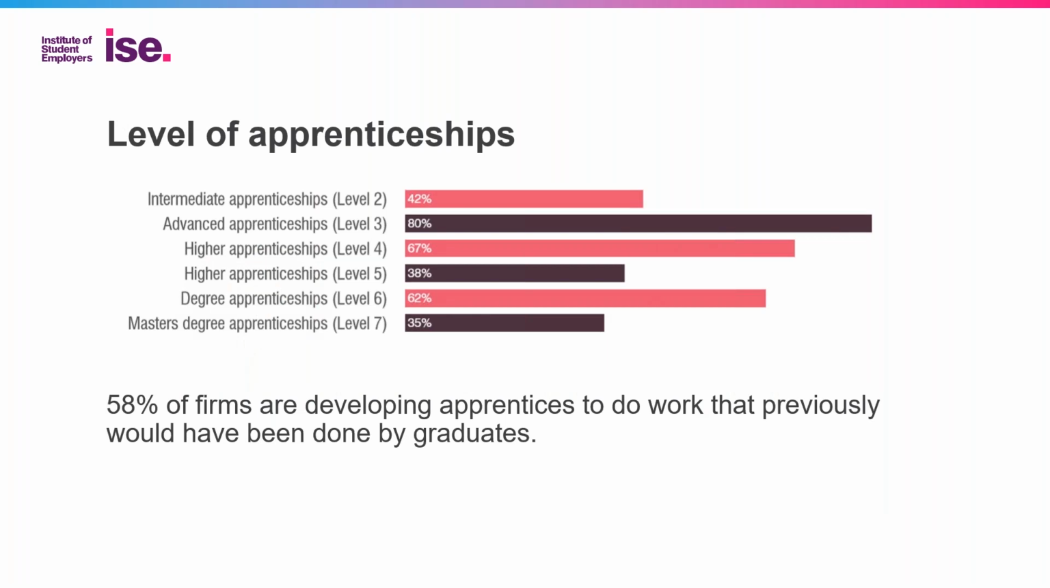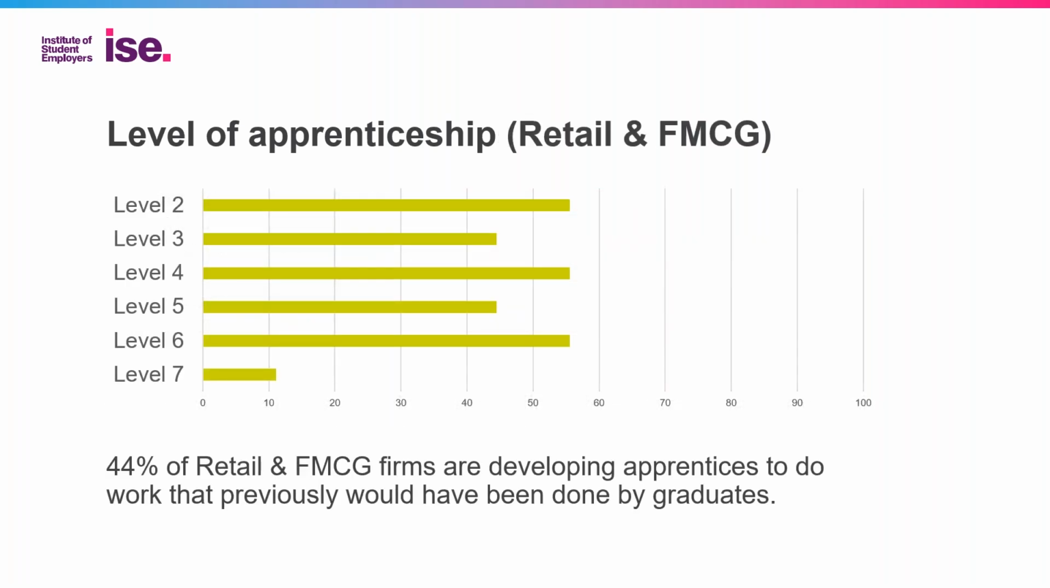Overall, when we look at the apprenticeships that people are bringing in, we've got a breakdown here. So apprenticeships happening at all levels, and then 58% of firms in general are saying that they're developing apprentices to do work that previously would have been done by graduates. When we look at retail and fast-moving consumer goods, we've again got a similar picture, but less at the graduate level, less at level 7. So more of a spread of apprenticeship levels across the different retail and FMCG levels. And again, about half, 44% in this case, are saying that they're developing apprentices to do work that previously would have been done by graduates.